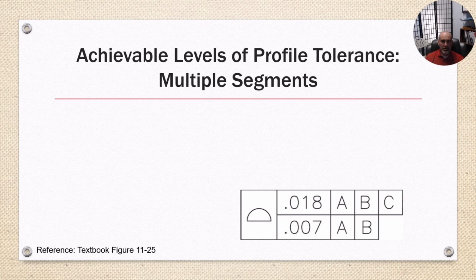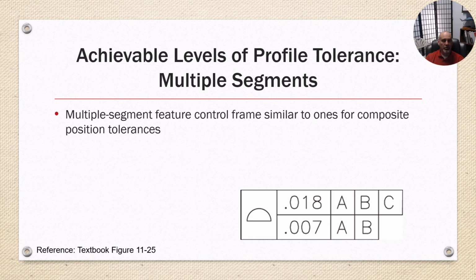So achievable levels of profile tolerance with multiple segments. What we have here is a multiple segment composite frame, and it's referencing 18,000ths surface profile tolerance to datums A, B, and C, but it's holding a tighter tolerance of 7,000ths in reference to datums A and B. Okay, the multiple segment feature control frame is similar to the ones for composite position, and only one tolerance symbol will occur.